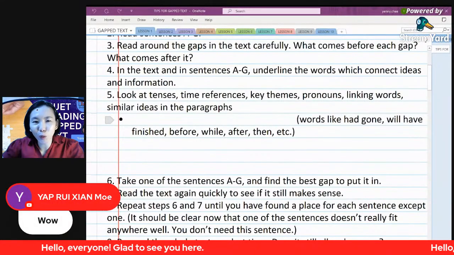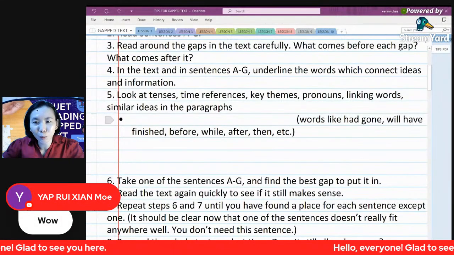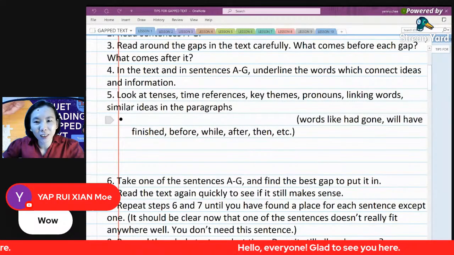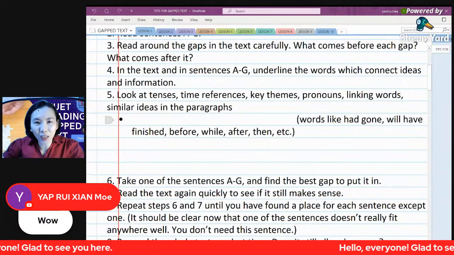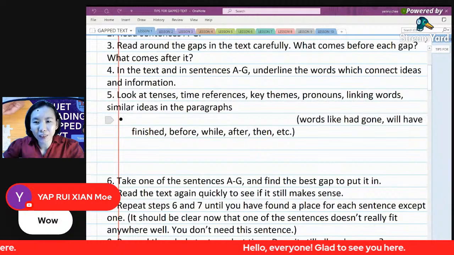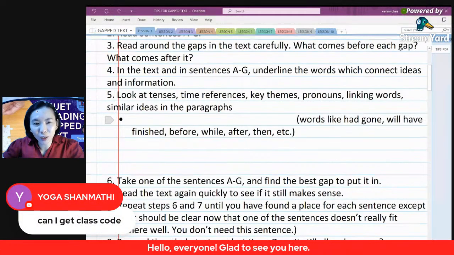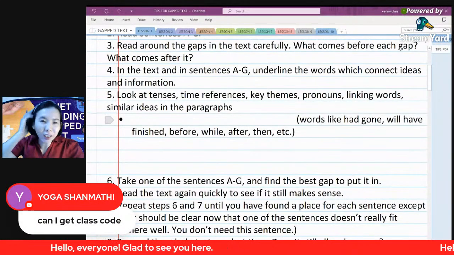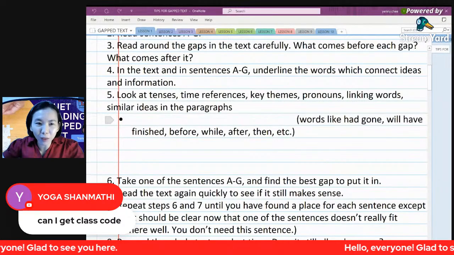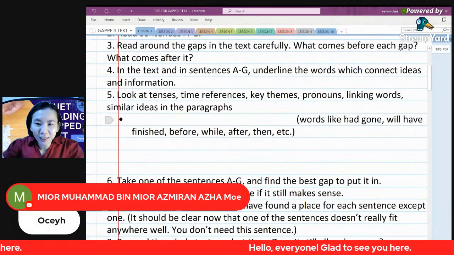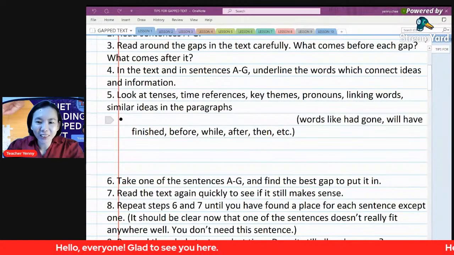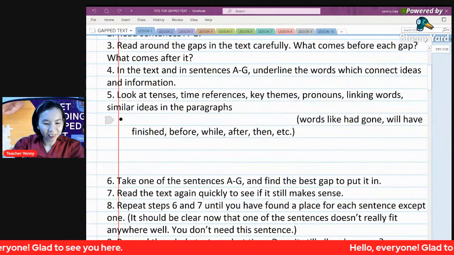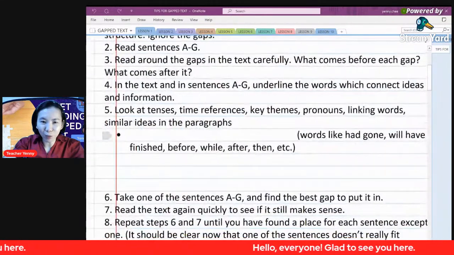Okay, so I hope you know how to use Google Classroom. Just go to classwork and then everything is there. I have organized accordingly. Class code, Yoga Shanmati. Are you my student? Are you one of my students, Yoga? I think all my students are in Google Classroom, okay?